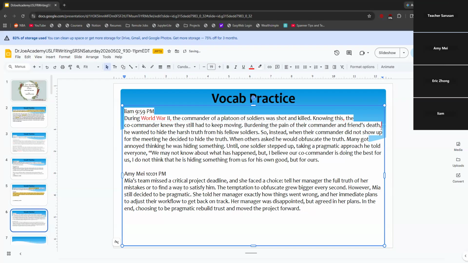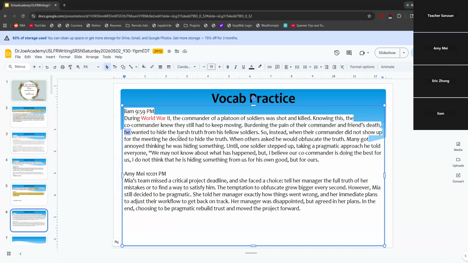So Liam, make sure that whenever we're establishing a time frame or a transition phrase or whatever it is, anytime you have these types of phrases and you're reading it out loud, you'll notice that it is followed by a pause. So during World War II, pause, the commander, blah, blah, blah. Knowing this, pause, the co-commander, blah, blah, blah. Commander and their friend's death, pause, he wanted to hide. A lot of pauses so far in the beginning of our sentence. Make sure you can identify those pauses and put a comma at that area.